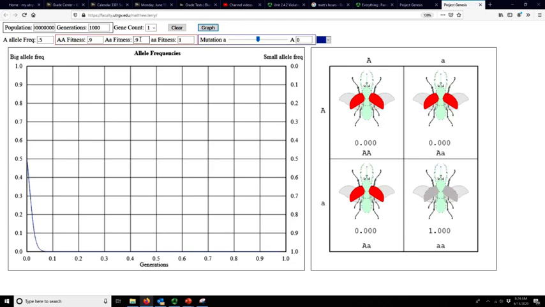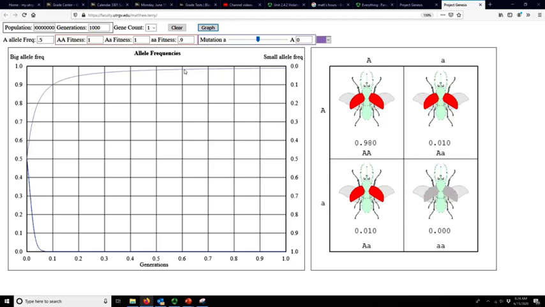So let's put them both back here on the same chart. So there is trying to fix a dominant allele that's beneficial, and this is trying to fix a recessive allele that's beneficial. And notice the difference in the curves. Now, anytime you're trying to fix one allele, fixate it, make it 100% of the population, you can also think of it as removing the other allele.